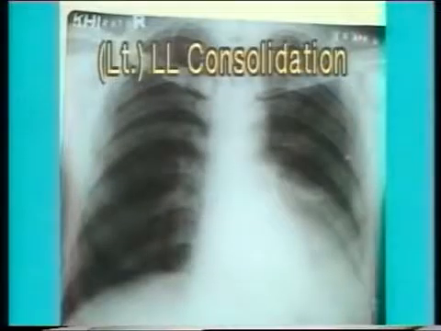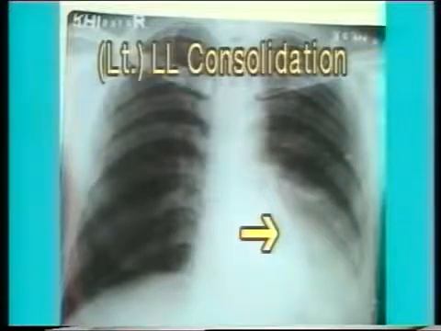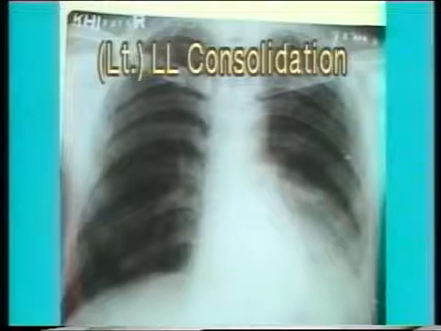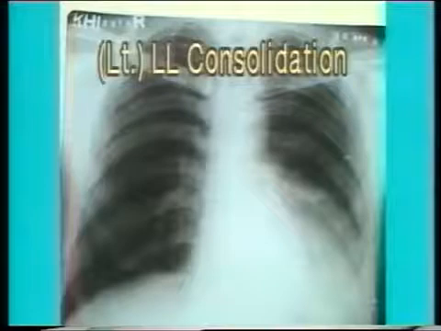This is an X-ray of the left lower lobe consolidation. Note the uniform opacity of the left lower zone. The heart border is seen. It does not silhouette with the opacity, indicating that the consolidation is in the lower lobe. There is no displacement of the mediastinum, so this is a consolidation of the lower lobe due to lobar pneumonia.